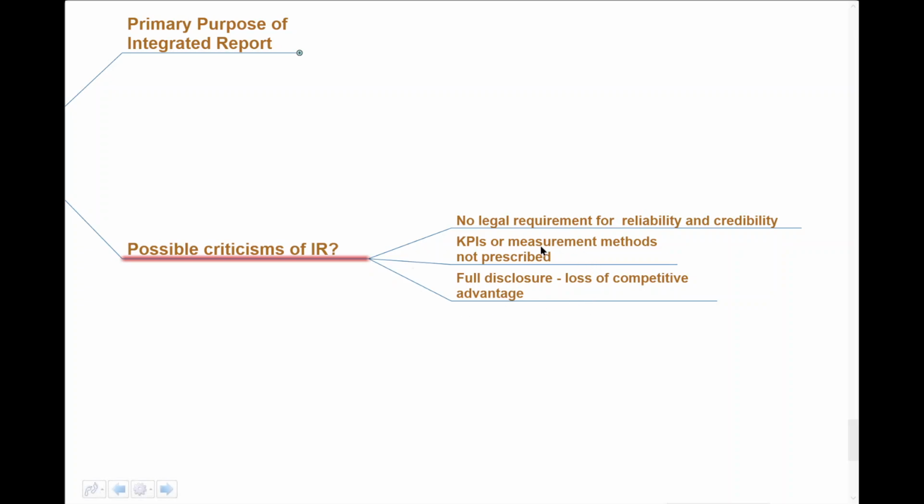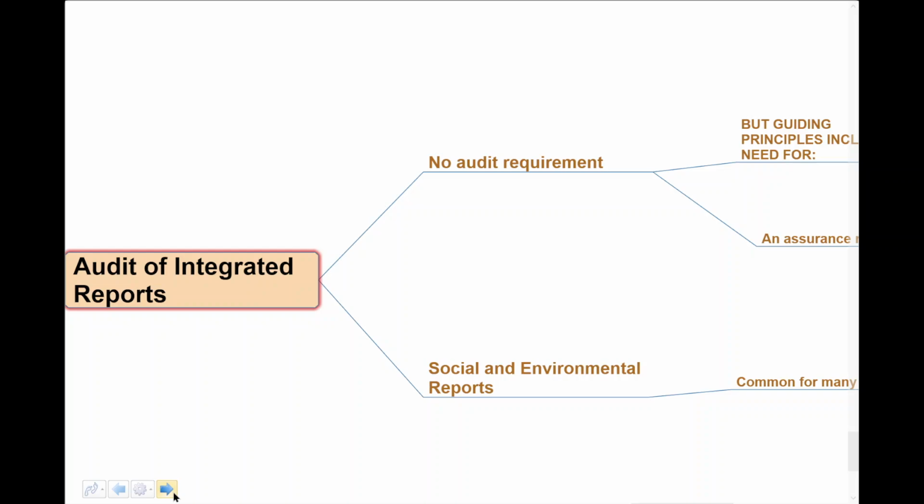The difficulty in making full, accurate, transparent disclosure on all areas across the capitals is that information could be used by another, and that may lead to a loss of competitive advantage. So that's a problem. What about auditing? How about the idea that reports could be audited? Well, there's no audit requirement at the moment. There may well be in the future.